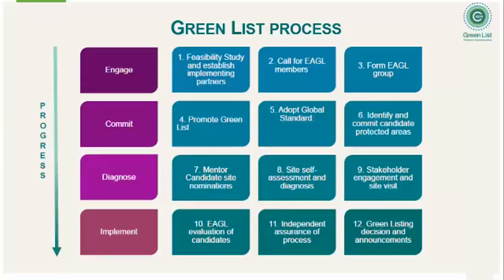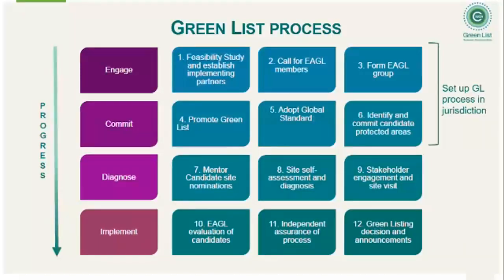Now let's look at the Green List process itself. So basically, how does that work? When a country or region decides to go for the Green List, the first step would be for them to engage, which means that first they will benefit from a webinar like this one, which is aiming at raising awareness and informing all the conservation partners about what the Green List is about, and to explain it and to see whether they will be interested in getting involved.